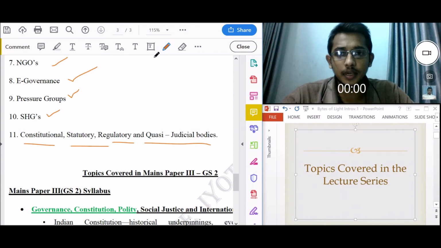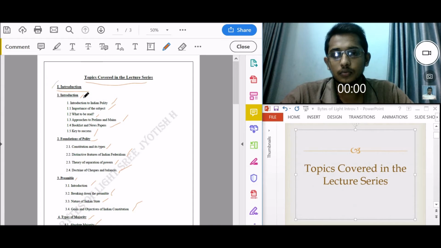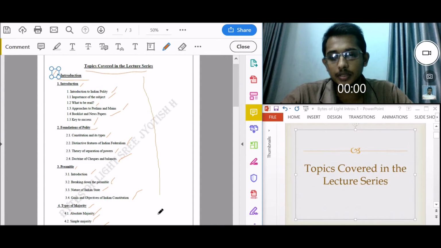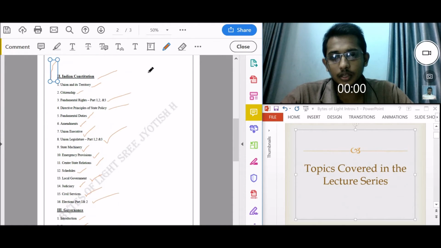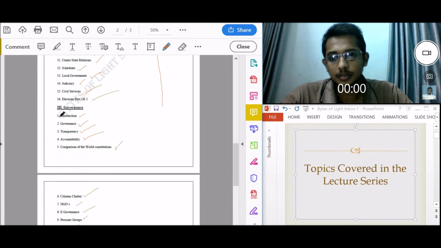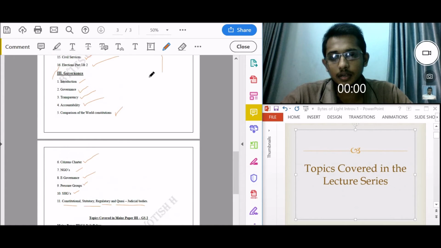I shall show you once again. As you can see here, first one, that is introduction and the topics coming under it. Second one, that is the Indian Constitution and the topics coming under it. Third part, that is governance and the topics coming under it.